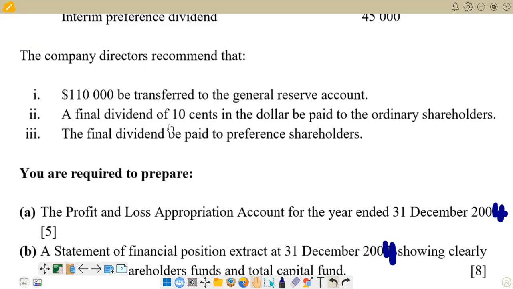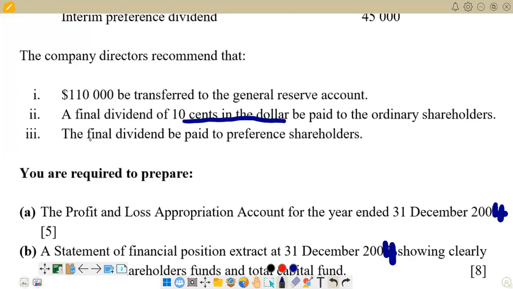Then the second one says a final dividend of 10 cents in the dollar be paid to the ordinary shareholders. Very important in terms of the explanation, 10 cents in the dollar. What does it mean? It means for every dollar, the dividend paid is going to be 10 cents. So we find the value of dollars that we have, then we multiply by 10 cents to get the ordinary share dividend. So if you have $100, it's just 10 cents times 100 to get your amount of final dividend.